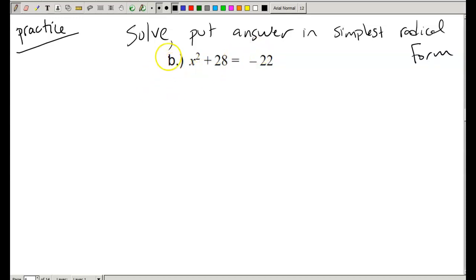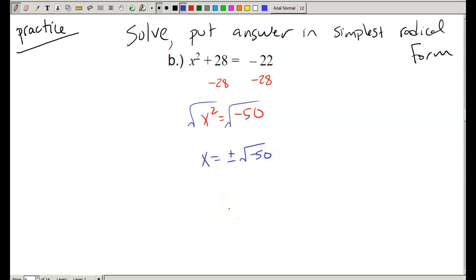So here it goes. So if we're going to get x squared by itself, I'm just simply going to subtract 28 on both sides. And I'll get x squared equals negative 50. Then I'm going to take a square root of both sides. So I get x equals, now this is plus or minus root negative 50.